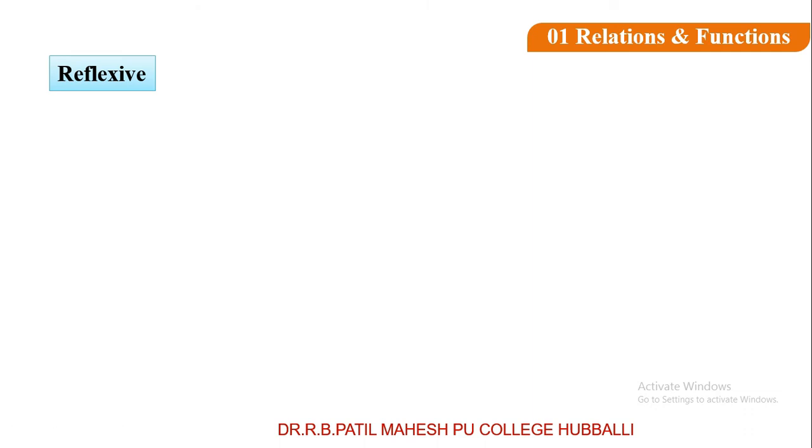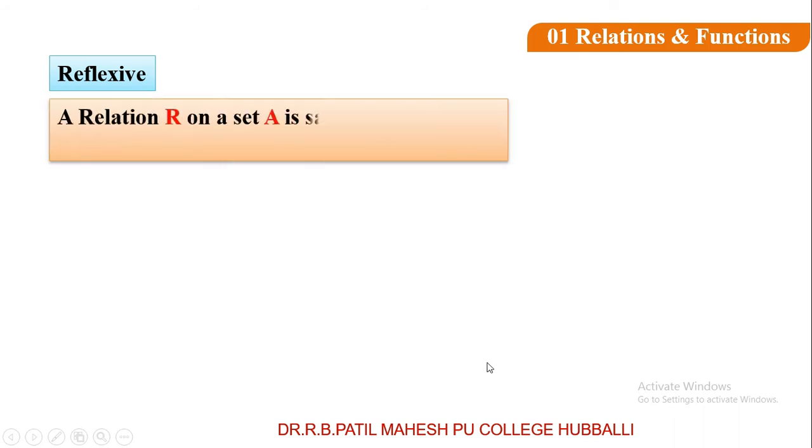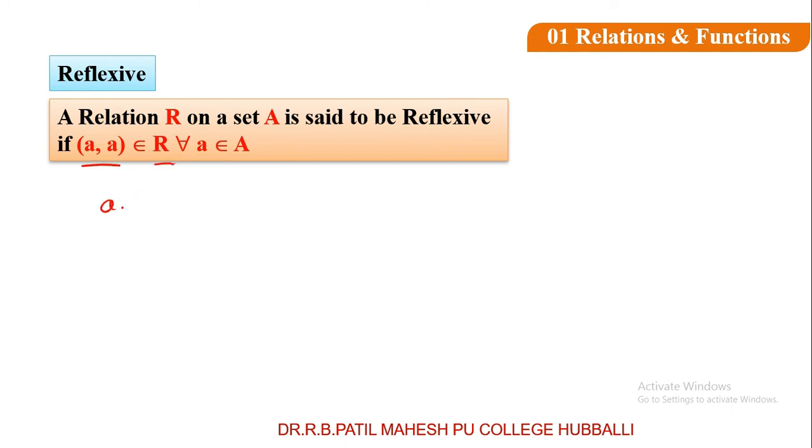The first one is reflexive. The word reflexive itself says its meaning. Concentrate, you will understand it easily. Let me give you the definition first. A relation R on a set A is said to be reflexive. Dear students, I think you know how to denote a relation, capital R. A relation capital R on a set capital A is said to be reflexive. This condition should be satisfied. What is that condition? A comma A belongs to the relation R for every A belongs to the set A.